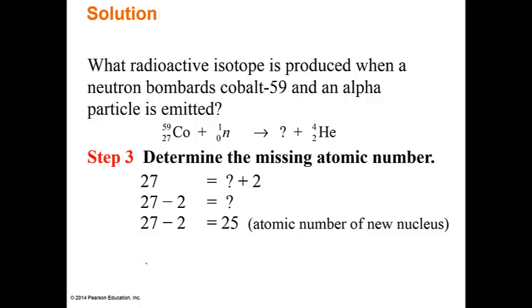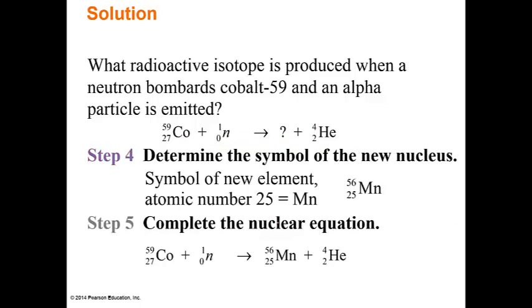Now determining the missing atomic number. All right, we look over here. We gain nothing with the atomic number. But over here, we have an atomic number of 2. So what we need to do is subtract 2 from the atomic number of cobalt. So giving us this new atomic number of 25. So we go back to our periodic table. We take our information, and we are left with manganese, so 56, all right? So this would be the complete equation.